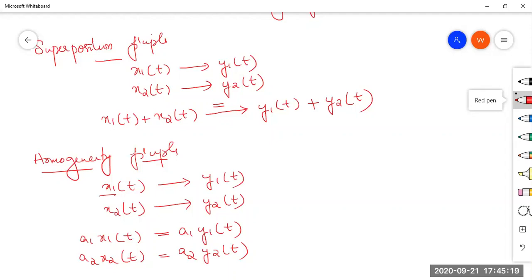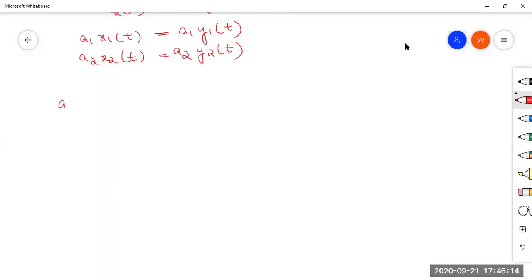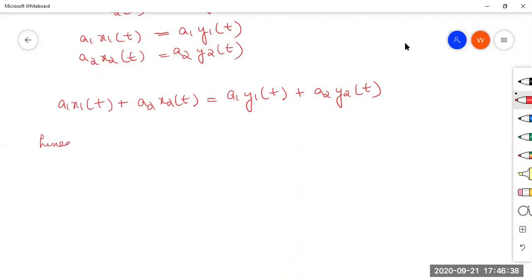Now, if you combine these two, then you can write a1 x1 of t plus a2 x2 of t should be equal to a1 y1 of t plus a2 y2 of t. This is when you combine principle of superposition and homogeneity, you will be getting this. So your linear system satisfies this condition.